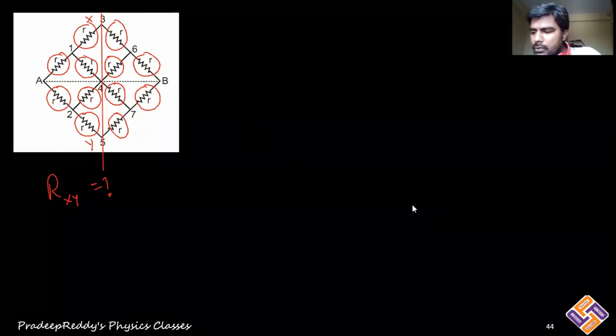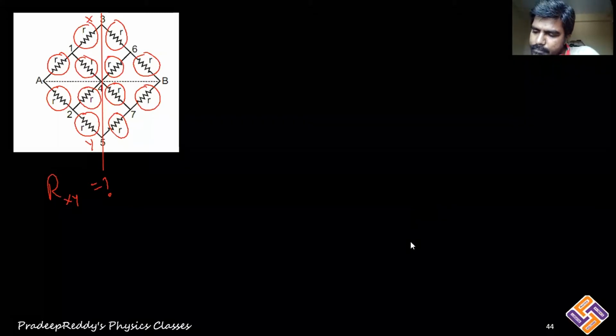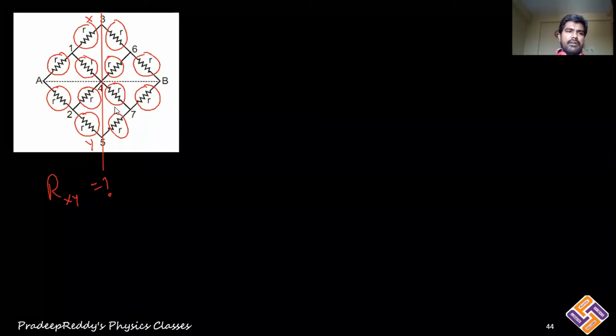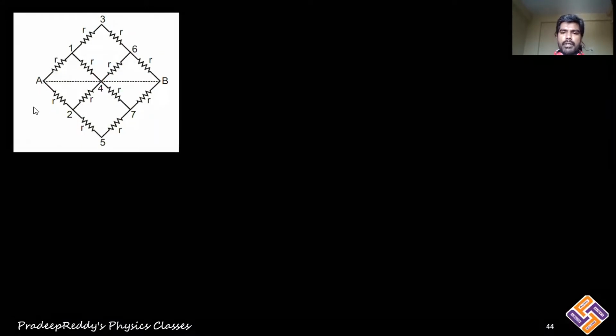Now, in this case, we will be finding the equivalent resistance between A and B, because the question is between A and B. You are supposed to find the electrical resistance between A and B. So for that, I'll take this A and this B, and you can connect it to a battery. Okay. Now I'll explain different methods to solve this problem.